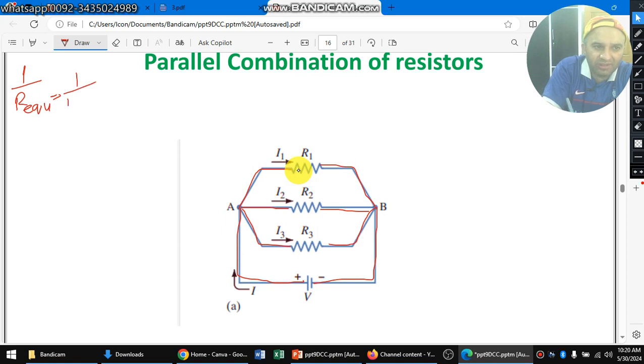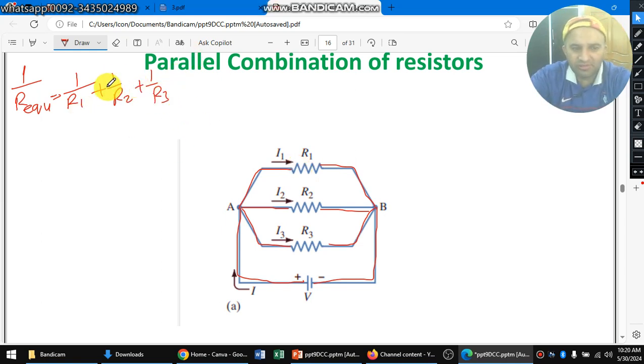For the parallel combination, the formula for the total equivalent resistance is 1 over R equivalent equals 1 over R1 plus 1 over R2 plus 1 over R3. Now we have to derive, or prove, this formula. In order to do that, we know that the total voltage is V, for example.